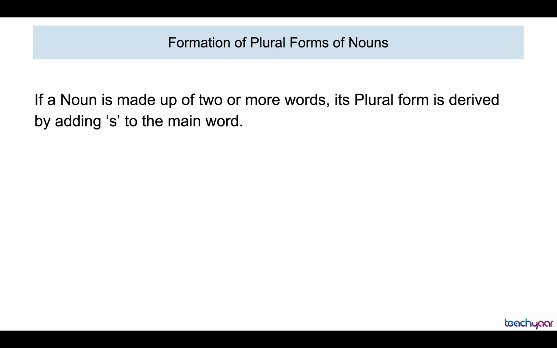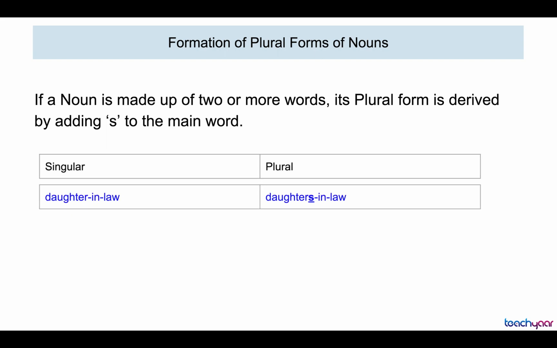If a noun is made up of two or more words, its plural form is derived by adding S to the main word. That means there are more than two words. So first you have to identify which is the main word. For example, daughter-in-law. Now in-law means it is through marriage. But the main word here is daughter. So when you are changing from singular to plural, the main word daughter has to be made plural, so it becomes daughters. In-law remains as it is. So daughter-in-law becomes daughters-in-law.